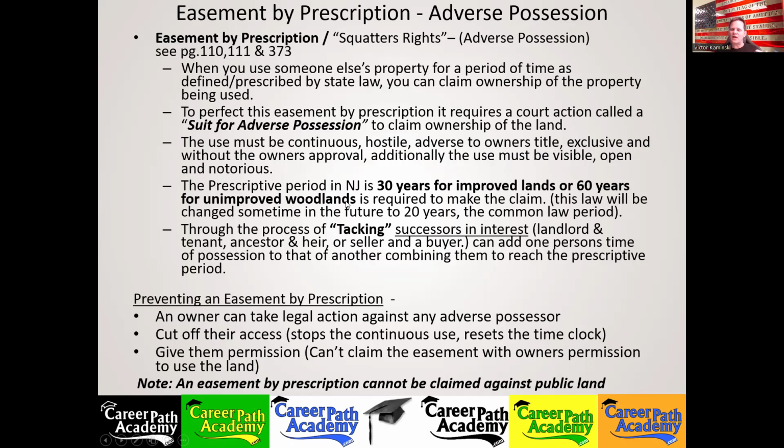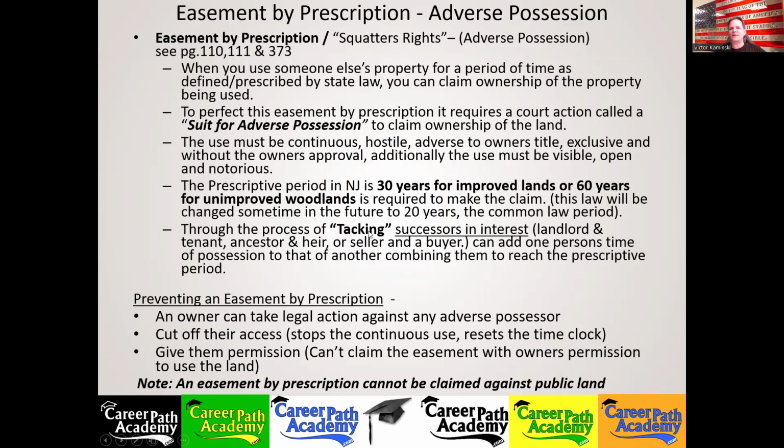That's going to change at some time in the future to 20 years because there's also another law in the book for 20 years. But in the meantime, on your state exam, if you get a question about this, 30 years is the prescriptive period for improved lands, 60 years for unimproved. Until they change the law, that's what it is, and that's what it's always been. So let's go with that.